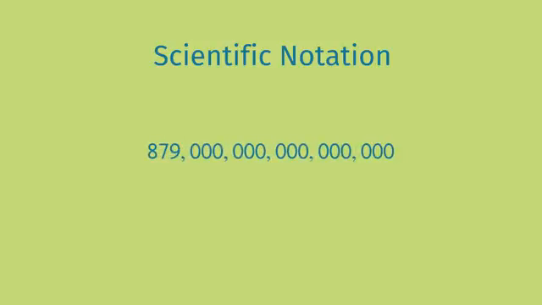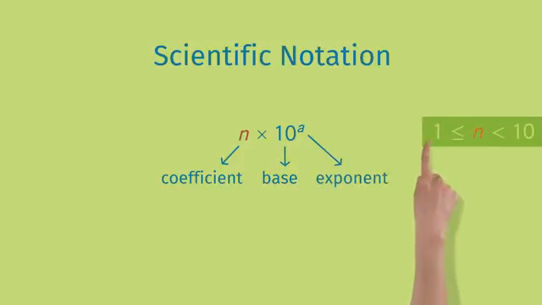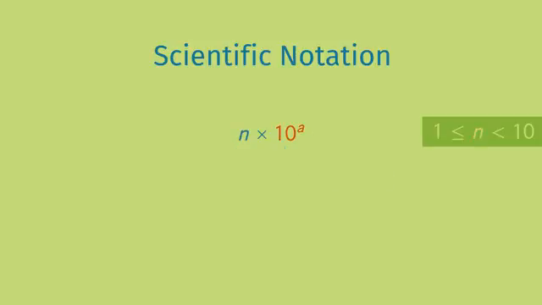Just to review, scientific notation makes really big and really small numbers easy to read and interpret. To write numbers in scientific notation, we write n, the coefficient, times 10, the base, raised to the power of a, which is the exponent. N must be greater than or equal to 1 and less than 10. 10 raised to the a power represents the number of times we must multiply n by 10 to get back to the original number, the really big number with all the zeros.